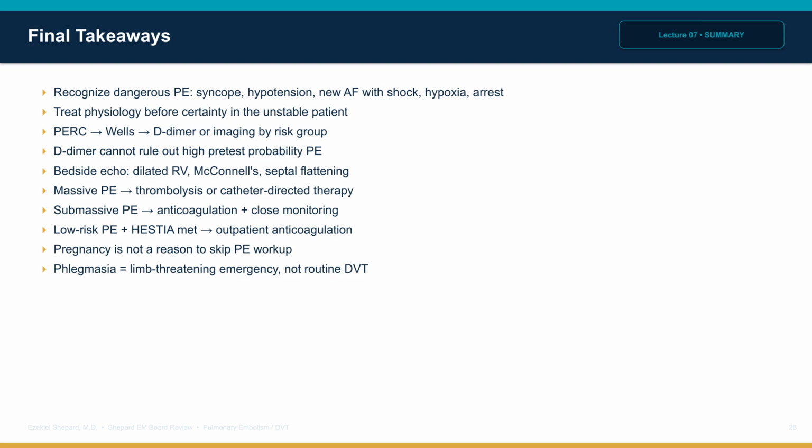Massive PE gets thrombolysis or catheter-directed therapy. Submassive PE gets anticoagulation with vigilance. Low-risk PE may go home with anticoagulation in selected cases. Pregnancy is not a reason to skip PE workup. And phlegmasia is a limb-threatening emergency, not routine DVT. Thrombolytics are the wrong answer in stable low-risk PE.